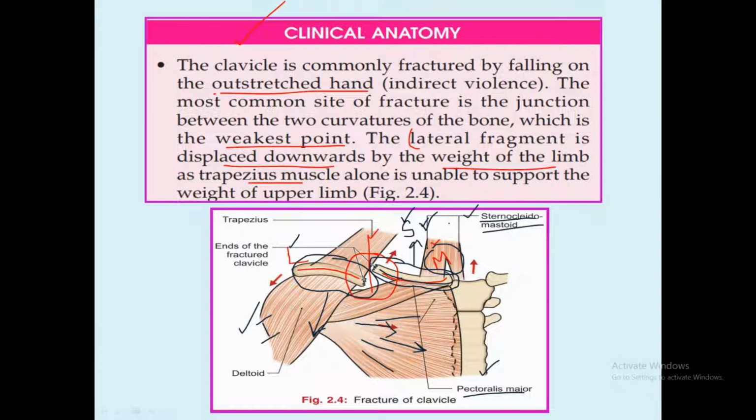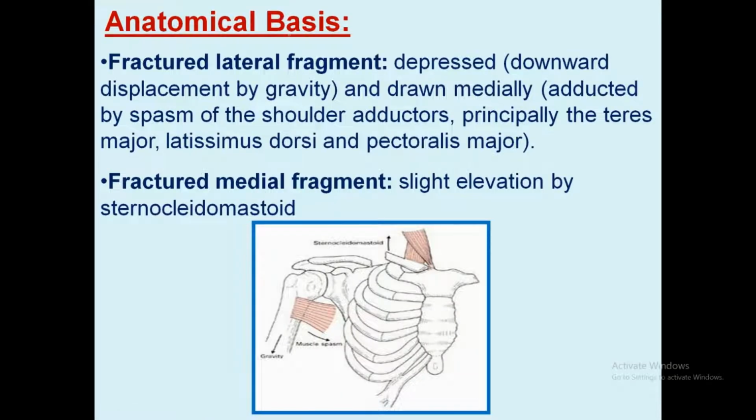So we can remember it like this. The first one is the lateral fragment. It is displaced downwards, that is inferiorly, by the weight of the limb, because the trapezius muscle is unable to support the weight of the upper limb. The next one, the medial fragment, is displaced upwards, that is superiorly, by the sternocleidomastoid muscle, and medially by the pectoralis major. So this is the anatomical basis.